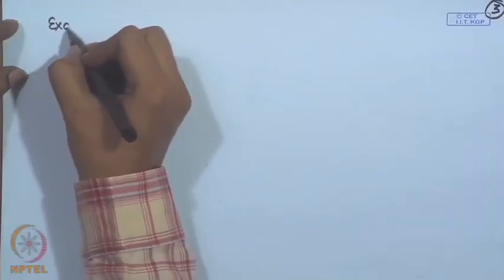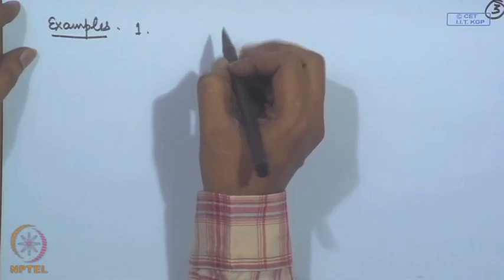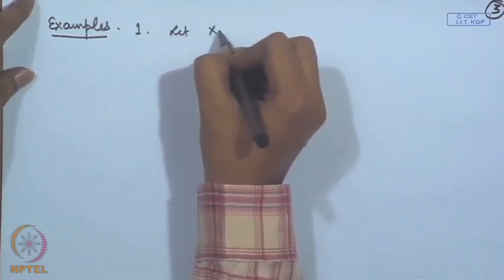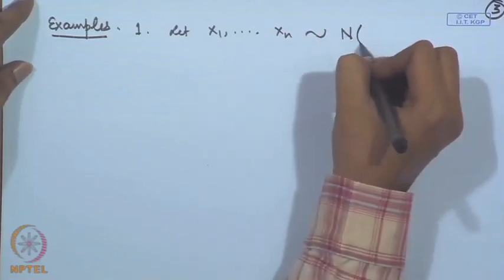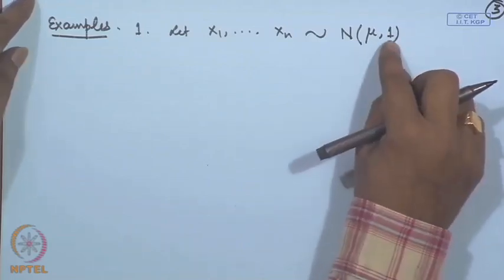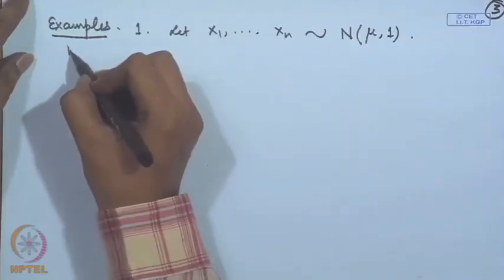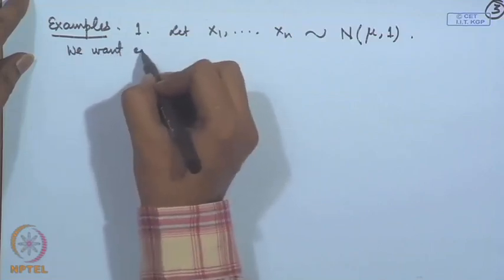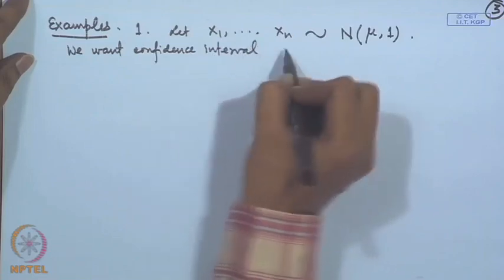Let me give some example of a confidence interval. Let us consider a normal population. Let x 1, x 2, x n be a random sample from a normal distribution with mean mu, and I am considering for convenience variance to be unity. That means variance is known. So, I have converted it to unity. We want the confidence interval for mu.